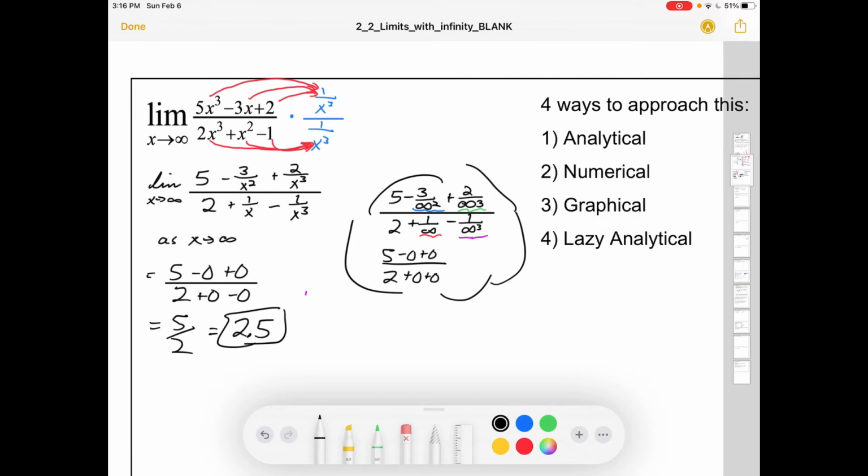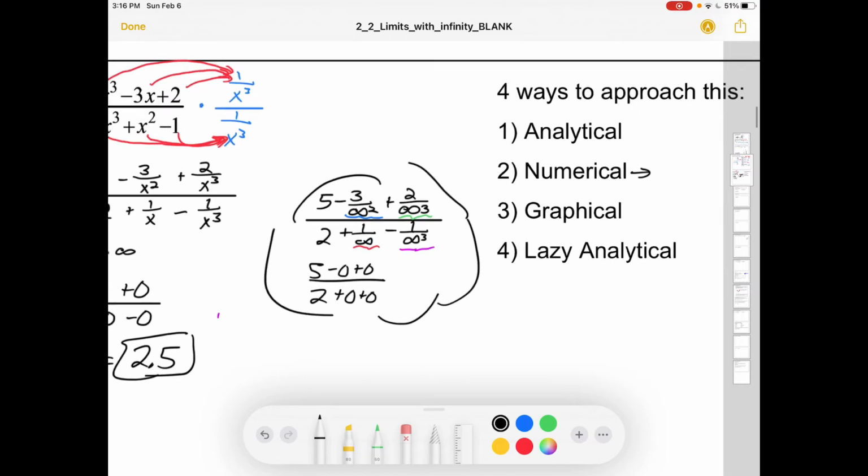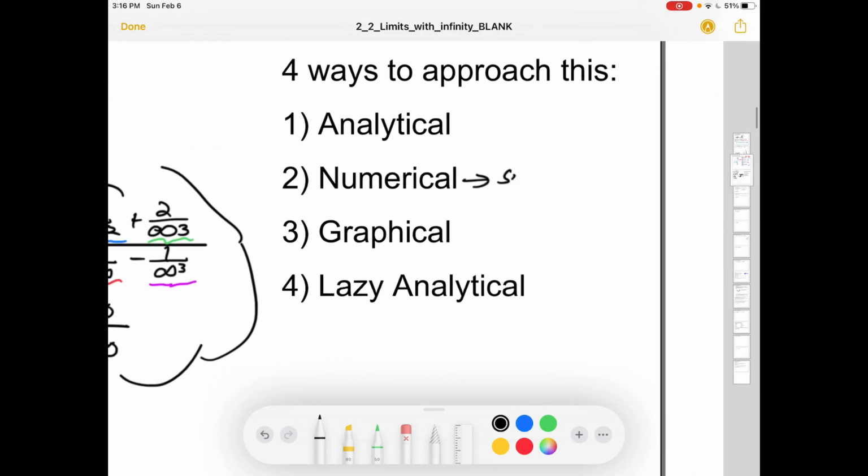Another way that you can do this is just numerically. And the name of your textbook is Calculus: Graphical, Analytic, and Numerical in some order. So if you want to find an approximation of what happens at infinity, just sub a big x value in.